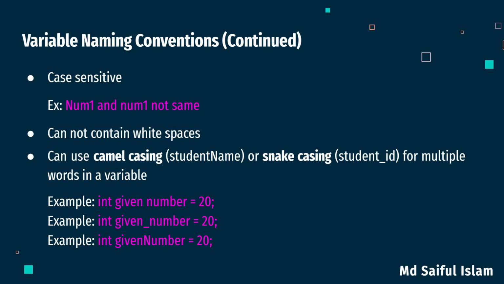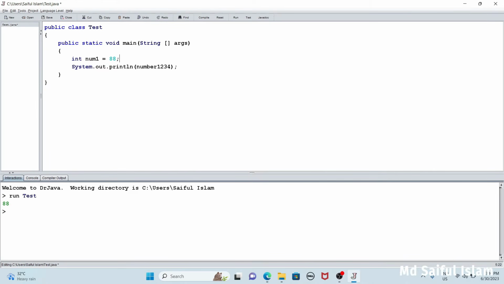Now let us have a look at the case-sensitive agenda. For Java, variables are case-sensitive. Variable number1 where n is small, and variable Number1 where N is capital. The values we take are 88 and 124 respectively. The two variables are not the same, of course. The first n is lower while the second one is capital. Thus, Java will be able to differentiate between the two and take them as separate variables.